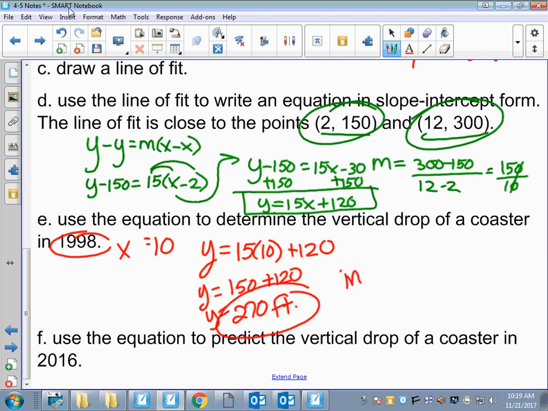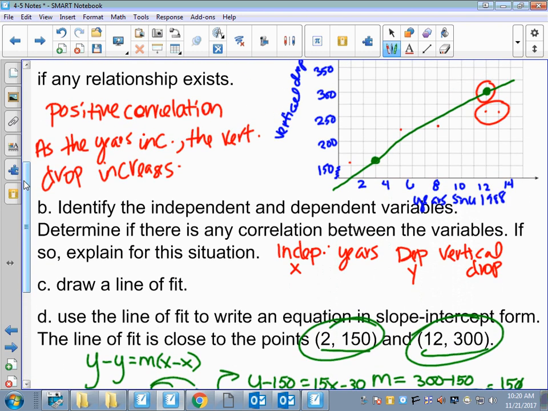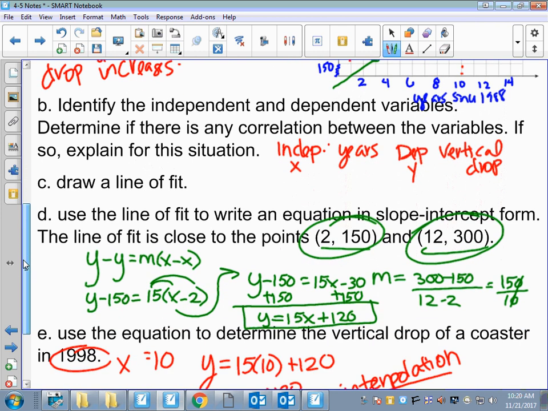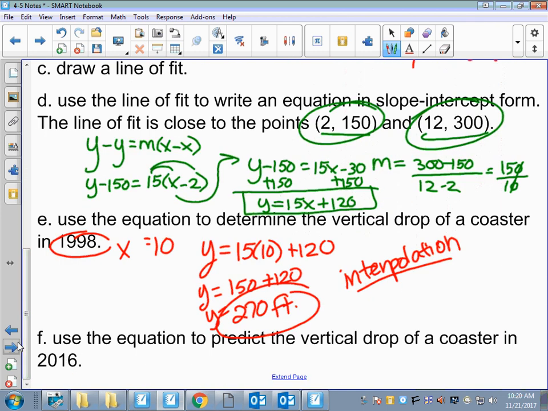That is called interpolation, because the 10 years, 1998, should be on my graph. So if I go up to 1998 on my graph, which was 10 years, and I come up to the graph, and then I go over, about 275, so 270, just depending. My line of fit isn't exactly accurate with my equation. So that's about right in the vicinity.